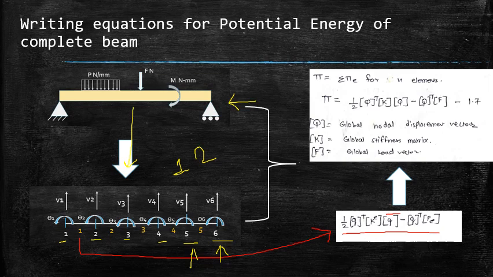So element number 4, I have global node numbers 4 and 5, but its local node numbers will be 1 and 2 only. So when I am using this small q, I am talking about local degrees of freedom, local schema.